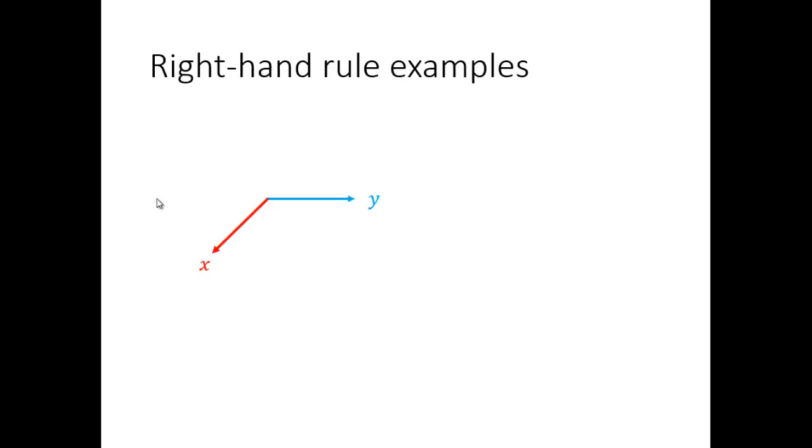So let's do some examples here. If this was x and y, these are the positive axes. They should be at right angles, but since we're drawing from a 3D perspective, it doesn't quite look like a right angle. If our fingers curl from x to y on our right hand, that ends up with your thumb pointing upward. So if this is your x and this is your y, z has to point upward.